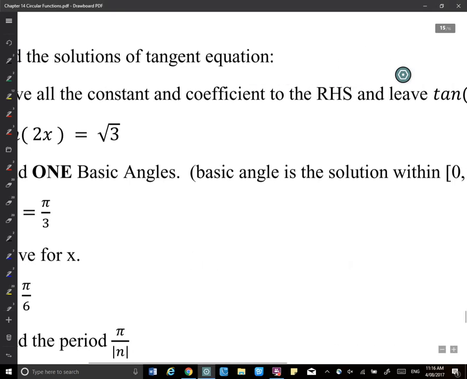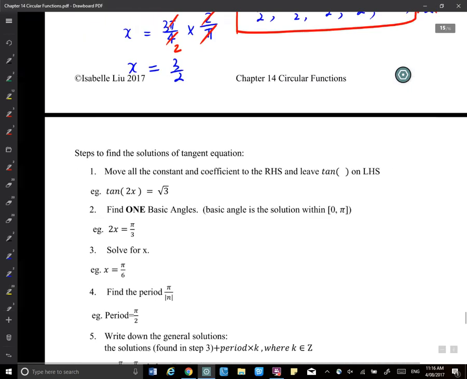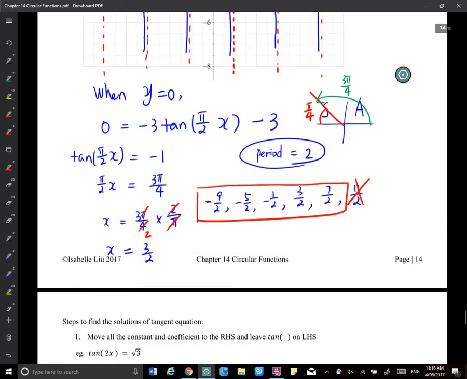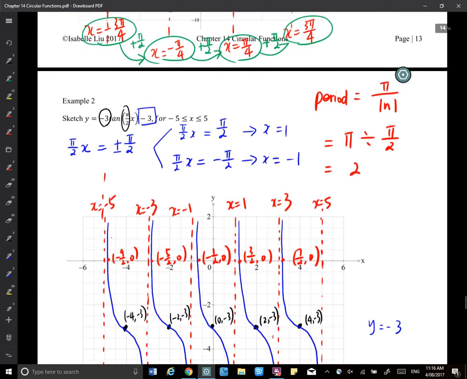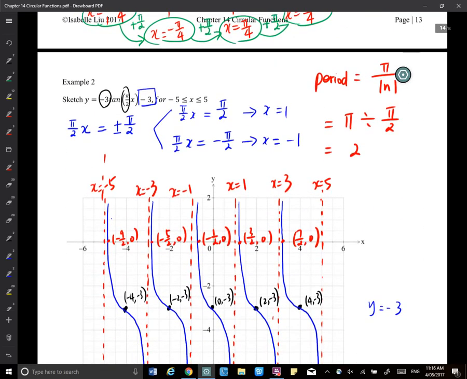So what we have learned last lesson is about the tangent. We learned how to sketch the tangent graph, which is finding the first two asymptotes first and then labelling all the asymptotes for the rest. Then find the middle point, which is the point of inflection, and confirm the shape of the graph, whether it's an increasing or a decreasing graph. That's what we learned last lesson.